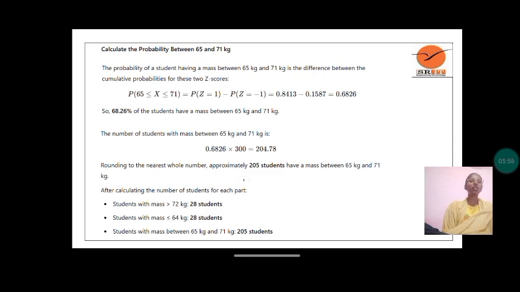The number of students between 65 kgs and 71 kgs is 0.6826 times 300 equals 204.78. Rounding to the nearest whole number, approximately 205 students have a mass between 65 kgs and 71 kgs. After calculating each part: 28 students with mass greater than 72 kgs, 28 students with mass less than or equal to 64 kgs, and 205 students with mass between 65 kgs and 71 kgs.